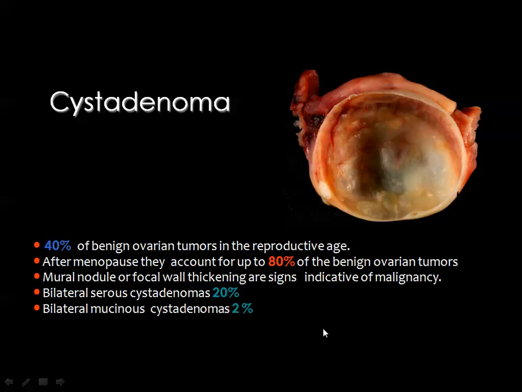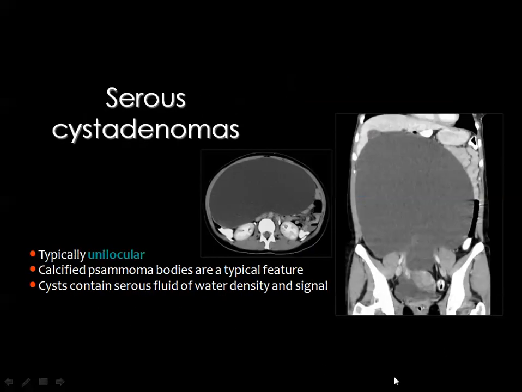Then there are two types of ovarian cystadenoma, the serous and the mucinous cystadenoma. And 40% of benign ovarian tumors are of this cystadenoma. And after menopause, they account for up to 80% of the benign ovarian neoplasms, while they represent 40% in the reproductive age. And the incidence of serous cystadenoma bilaterally is about 20%, while the mucinous cystadenoma bilaterally is about 2%.